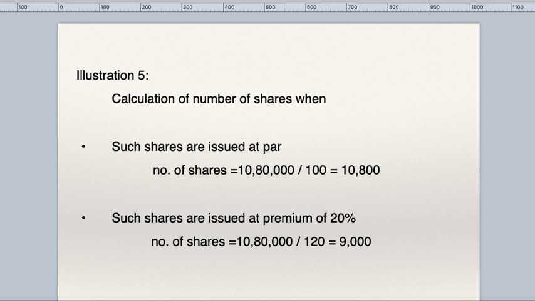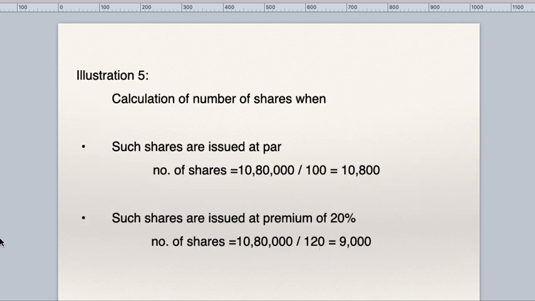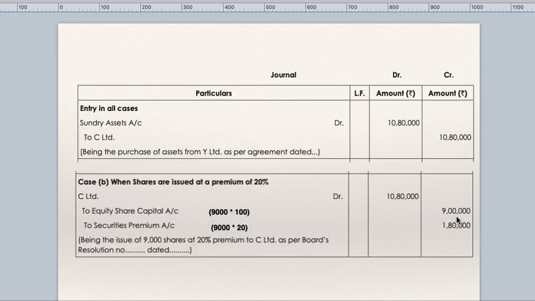Now in this case, your journal entries would be sundry assets to C Limited. This entry would be same, but C Limited account debit to equity share capital, to securities premium. Which amount gets transferred to equity share capital? 9,000 into 100, and to securities premium 9,000 into 20. Why 9,000? Because number of shares are 9,000. 9,000 into 100 would go to share capital account, and 9,000 into 20 would go to securities premium account.